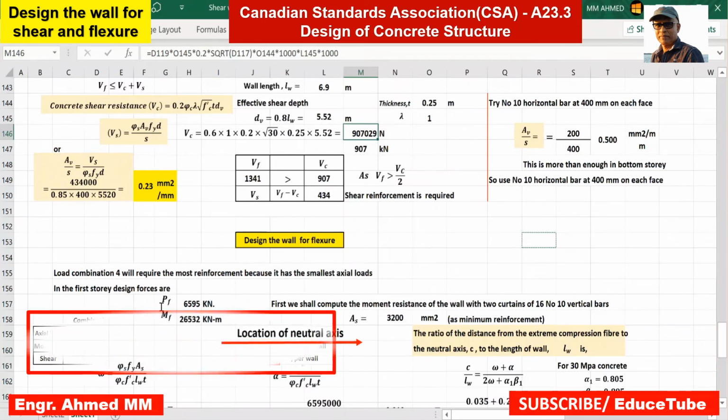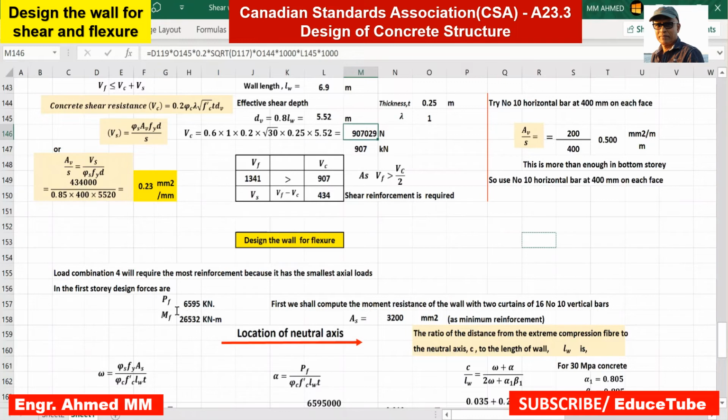And in the first story, already we have seen this was the value for axial load, 6595, and this moment was 26,532, and this moment was due to the wind load. Now, first we shall compute the moment resistance of the wall with two curtains of say 16 number 10 vertical bars. Of course, we remember this term. We found this in the case of minimum reinforcement, and it was 3200 millimeter square.